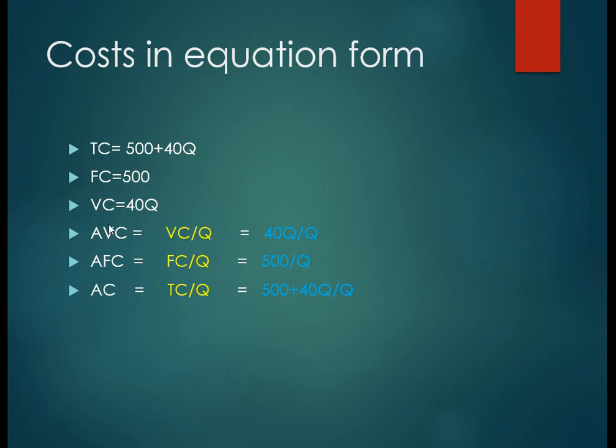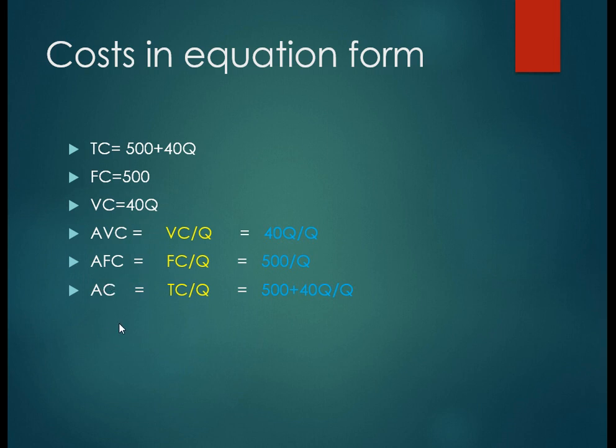Now we have to find the average variable cost. As we discussed in our previous lecture, average variable cost is the variable cost divided by quantity. We have variable cost 40Q, and we divide it by Q: 40Q divided by Q will give us 40, the average variable cost. Similarly, average fixed cost can be calculated with the formula fixed cost divided by quantity. We have fixed cost 500, and we divide it by quantity: 500 divided by Q will give us average fixed cost.